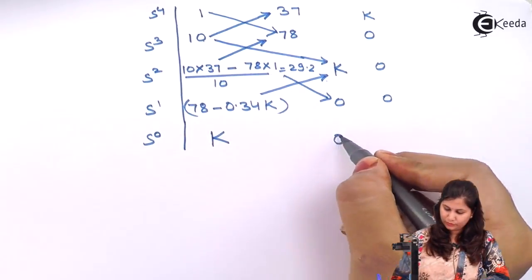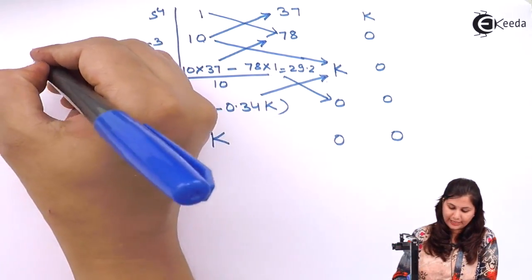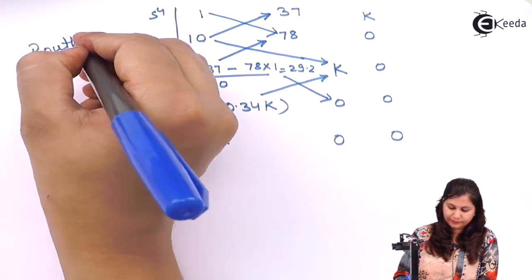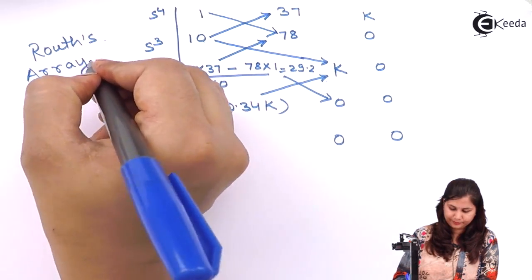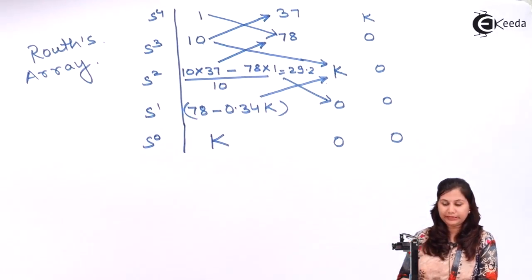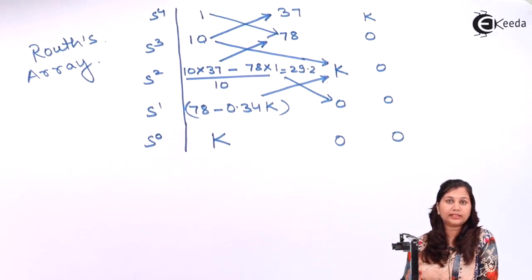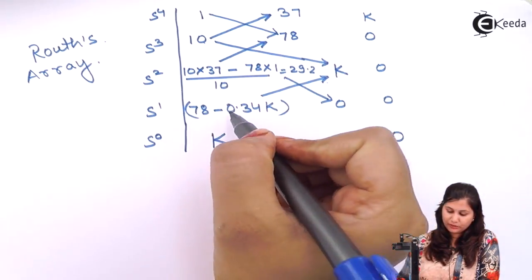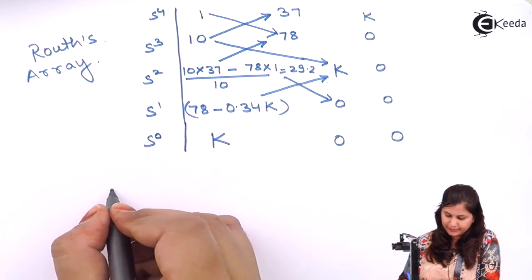And this is 0, 0. Okay. So we have formed the roots array using the characteristic equation of the system. Now for stability, or we can say finding out the intersection point with the imaginary axis, we have to put these coefficients which are having the k term equal to 0.